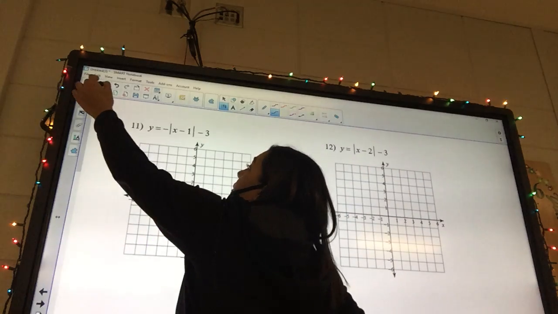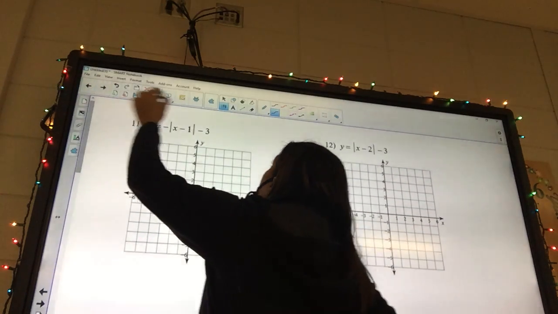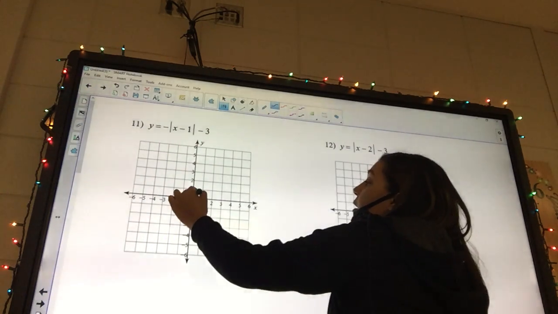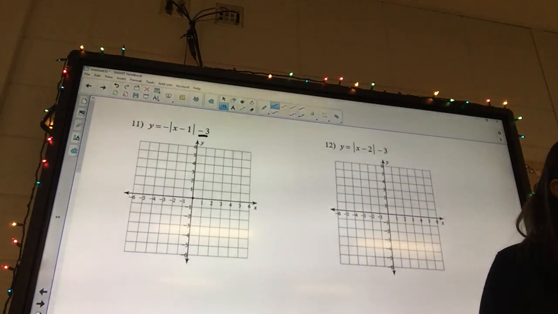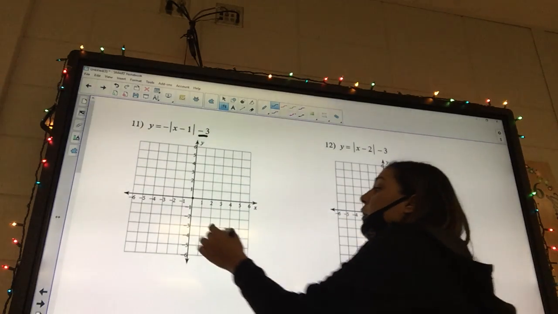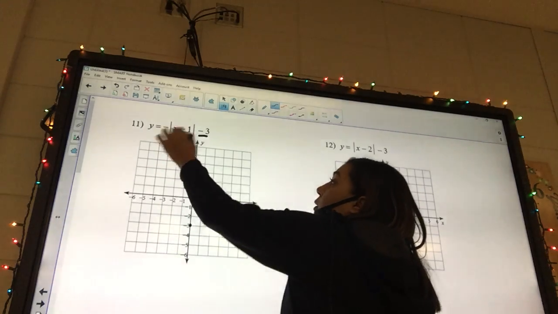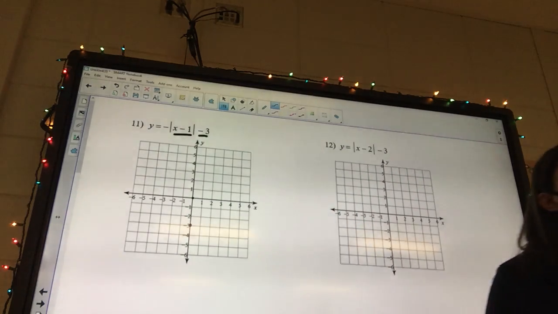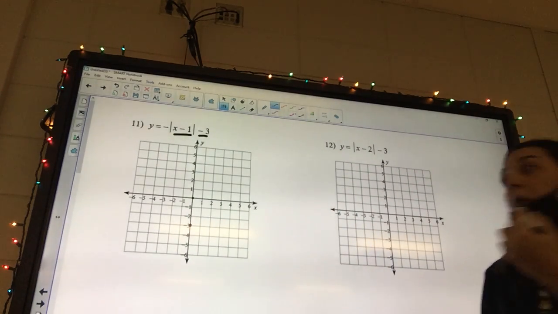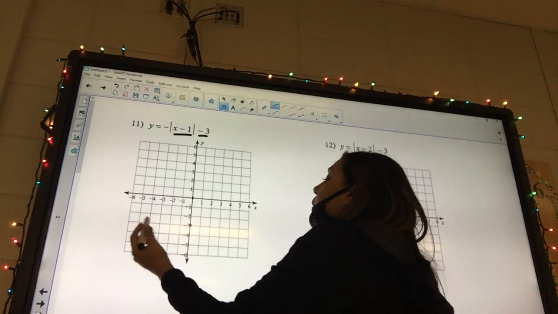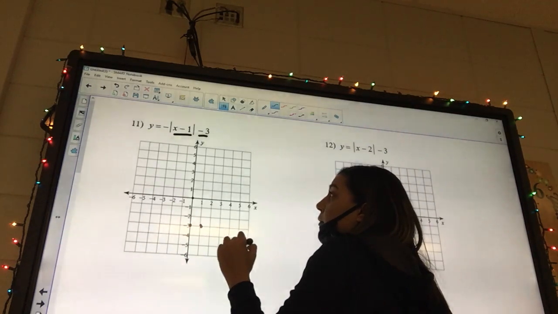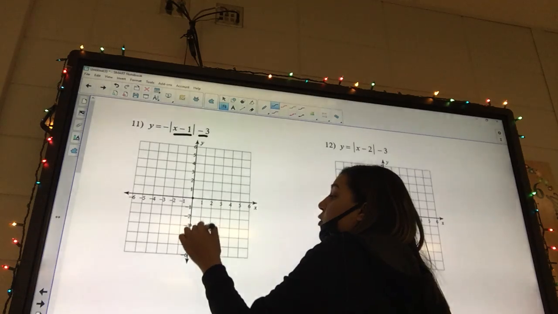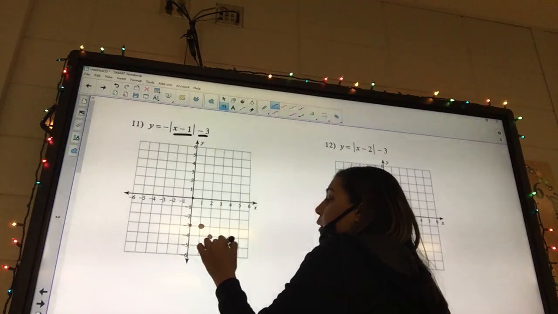Okay, look at 11. We start at 0, 0. What's this minus 3 do? It goes down. We go down 3. What about this minus 1 on the inside? That's right, it's going to be going to the right. It's going to be going to plus 1. Does the graph open up or down? It opens down. It's going to open down, so we're going to go down 1 over 1, down 1 over 1.